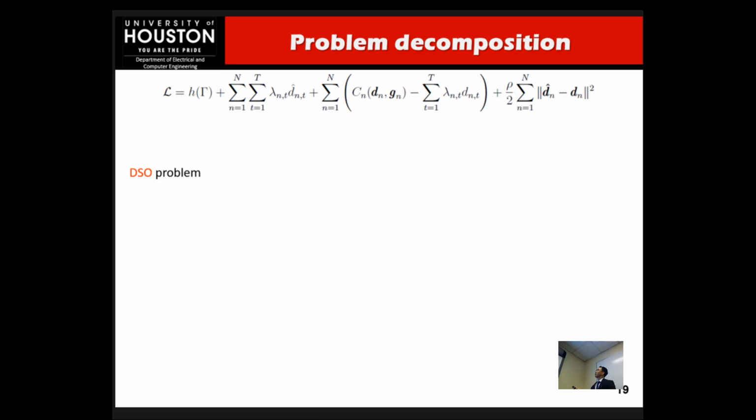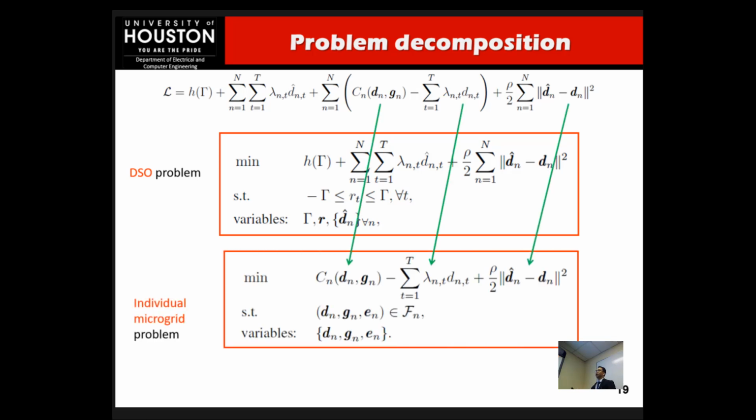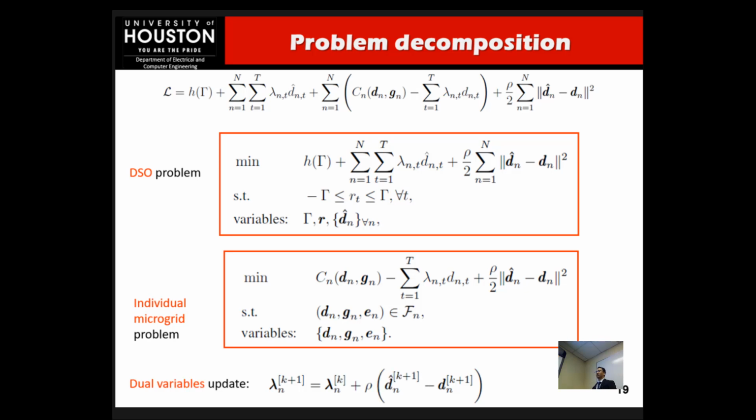We treat all other variables as constants, and we group all variables belonging to the DSO into one sub-optimization problem. And then we have a subproblem for the DSO like this. Then we treat all other variables as constants, and we group all variables for microgrids into one subproblem. And then we update the dual variable. We repeat this procedure until it converges to the optimal solution.